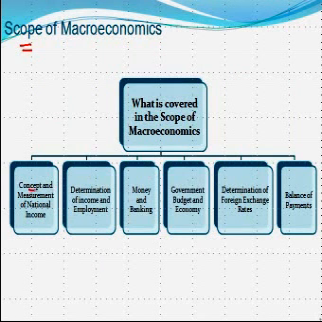The first one is the concept and measurement of national income. So what does national income mean? Is it just a simple sum total of all the income of all the people? Or is it more? So what is covered in national income? The concept of national income and how you measure it is something which is covered as a part of macroeconomics.